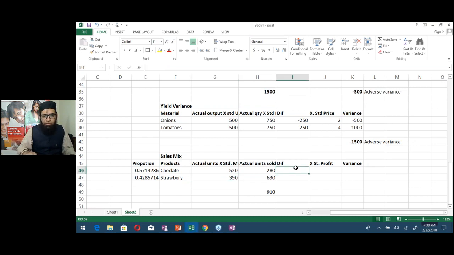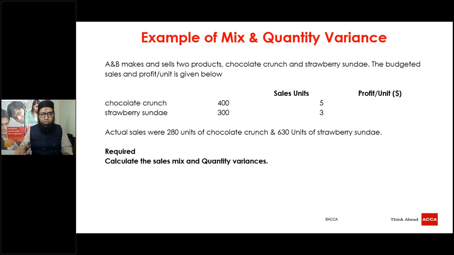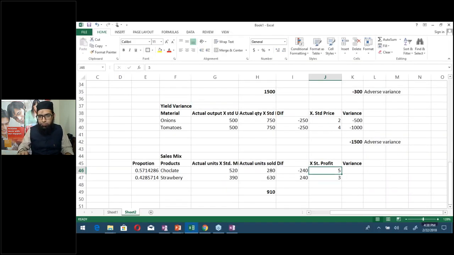So this time the difference will be equal to actual units minus standard. So this is 240 adverse variance in the case of chocolate, but 240 favorable variance in the case of strawberry. Now we will be multiplying by its standard profit, which is 5 for chocolate and 3 for strawberry. So it will be 5 and 3. So this will be the variance.